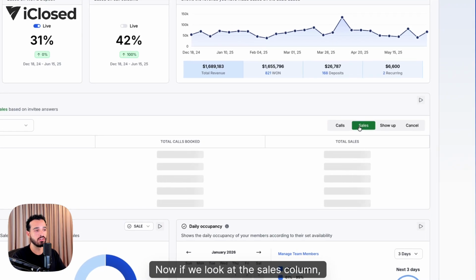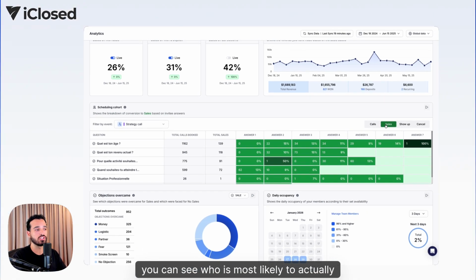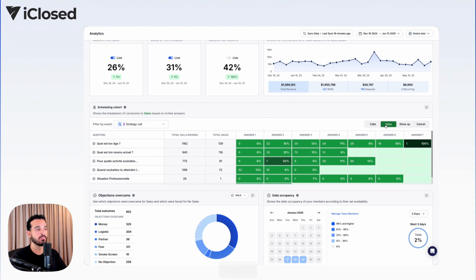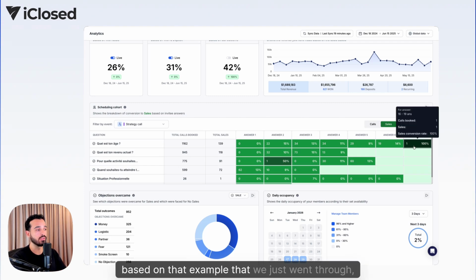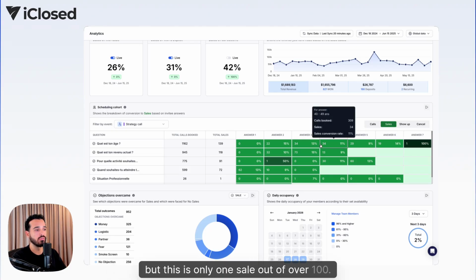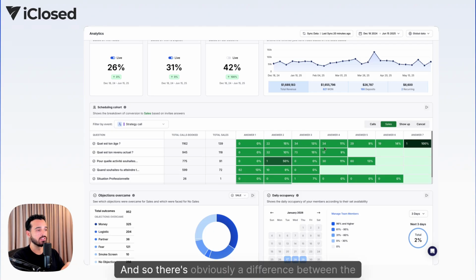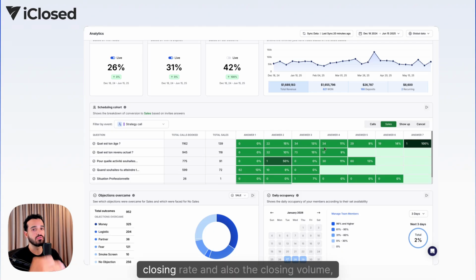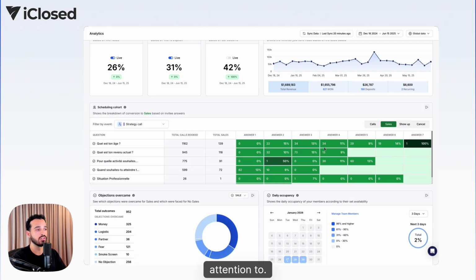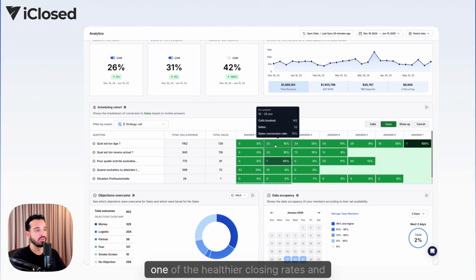Now, if we look at the sales column, you can see who is most likely to actually buy and convert. Based on that example we just went through, yes, we have the highest closing rate on 16 to 19-year-olds, but this is only one sale out of over 100. There's obviously a difference between the closing rate and the closing volume, and these are things you want to pay attention to. One of the healthier closing rates and one of the higher volumes of closes was the 18 to 29-year-old age group.